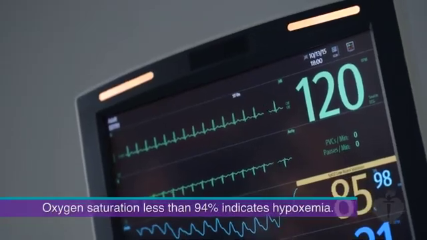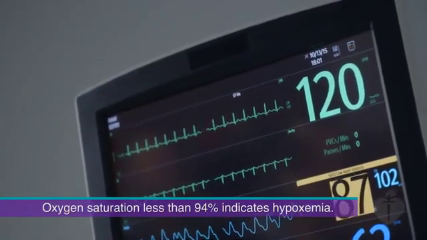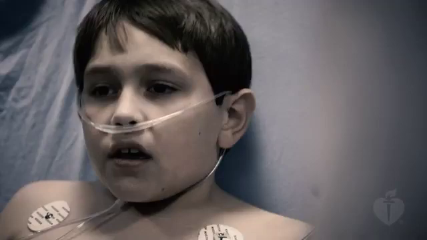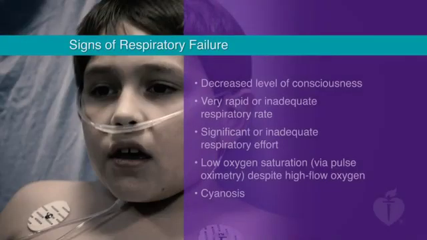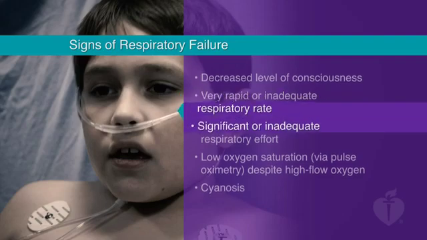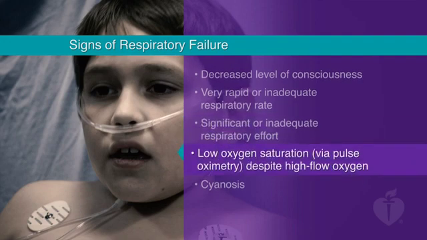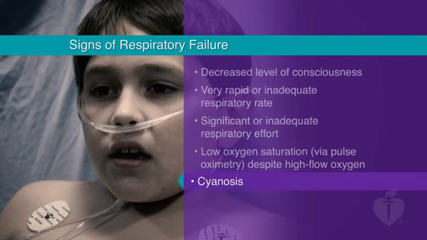Now remember, your focus should be on supporting and treating the child, not the device. If the oxygen saturation is less than 94% when the child is breathing room air, this indicates hypoxemia. If a child is in respiratory distress, identify whether it's mild or severe. The following signs indicate that the child is in severe distress and may progress to respiratory failure, so the child requires immediate care. Decreased level of consciousness, very rapid or inadequate respiratory rate, significantly increased or inadequate respiratory effort, and low oxygen saturation or cyanosis, despite high concentration oxygen.